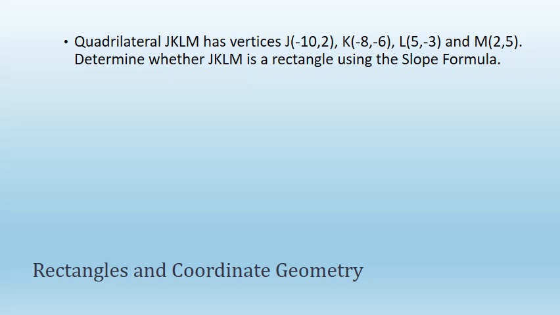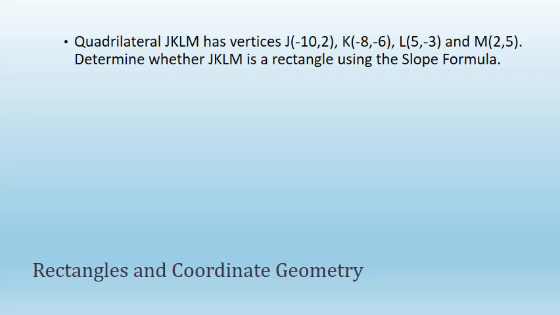Now, since we're in the chapter of rectangles, if we were to determine that all of the opposite sides are parallel, we then also need to prove that the consecutive sides are perpendicular, because for them to be perpendicular means that there's a right angle. And since we're in the world of rectangles, all the angles must be right angles. And for that to be the case, the consecutive sides are going to have to be perpendicular.